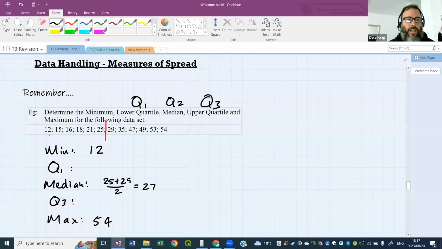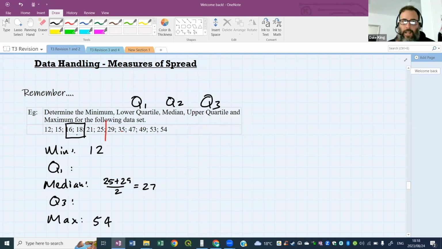Yes, because if you count the numbers to the left of the middle, to the left of the middle is 1, 2, 3, 4, 5, 6 numbers. It's an even data set. So that's two numbers in the middle. And you said there were 16 and 18. Okay. So be careful, those people that said that 16 was the middle. There are 6 numbers to the left of the median.